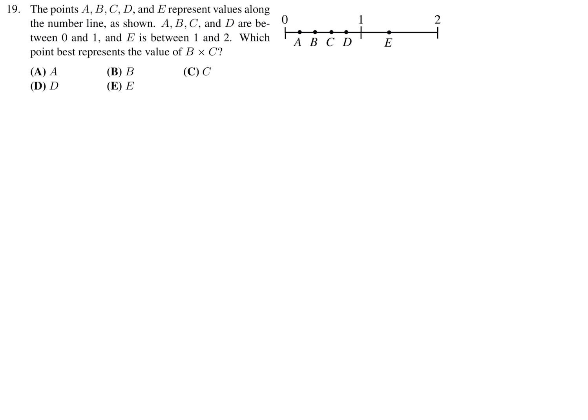The points A, B, C, D, and E represent values along the number line as shown. A, B, C, and D are between 0 and 1, and E is between 1 and 2. Which point best represents the value of B times C?